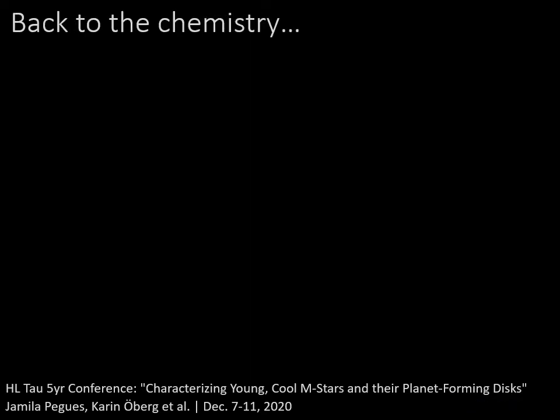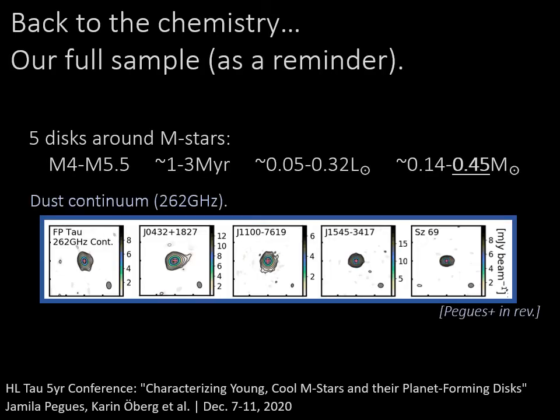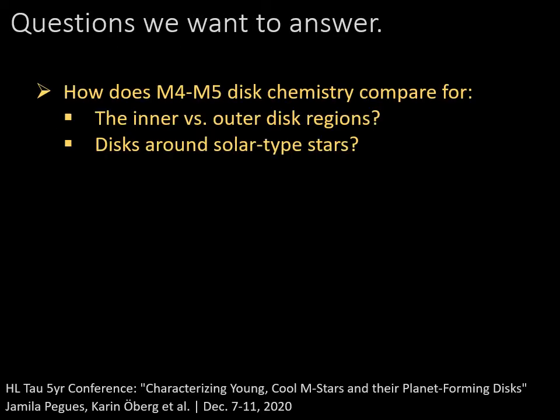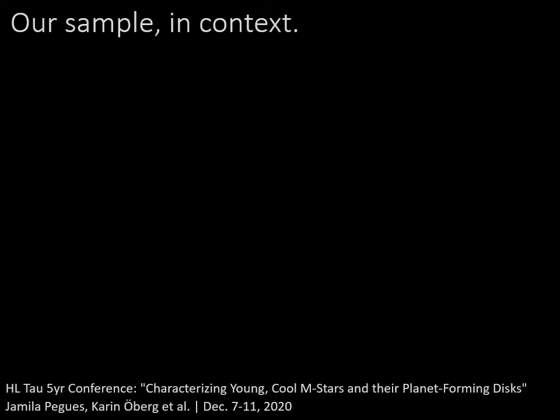So, we've talked a lot about the stars at the centers of these disks. Now let's back out and talk about the chemistry in the disks around these stars. As a reminder, this is our full sample, and notice that we have corrected the stellar mass bracket given our new results from the dynamical mass measurements. So we want to use the disk chemistry in our sample to try to answer a few questions. But before we start making these wild comparisons, let's take a moment to put our sample in context.